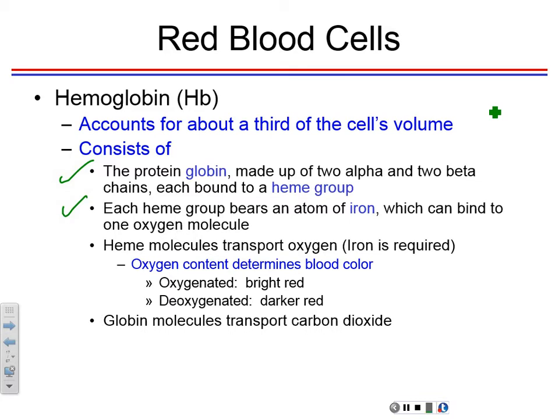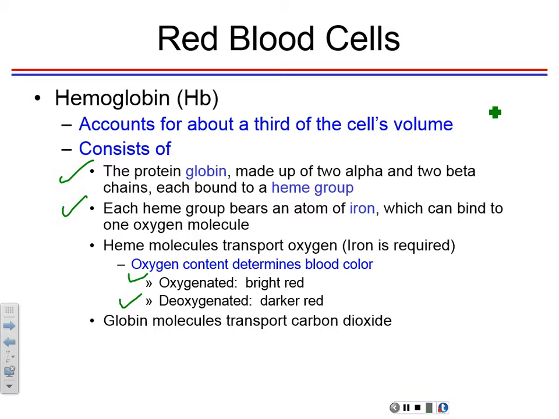Because each heme has an iron, because iron is what transports the oxygen. Okay, that's how it works. So heme molecules transport oxygen. Of course, iron is required for that. And when hemoglobin is broken down, iron is recycled. It goes back to red blood cells to make new ones. Okay, so we talked about the color difference. Oxygenated is like scarlet, bright red, and deoxygenated is dark red, almost like maroon, if you will.